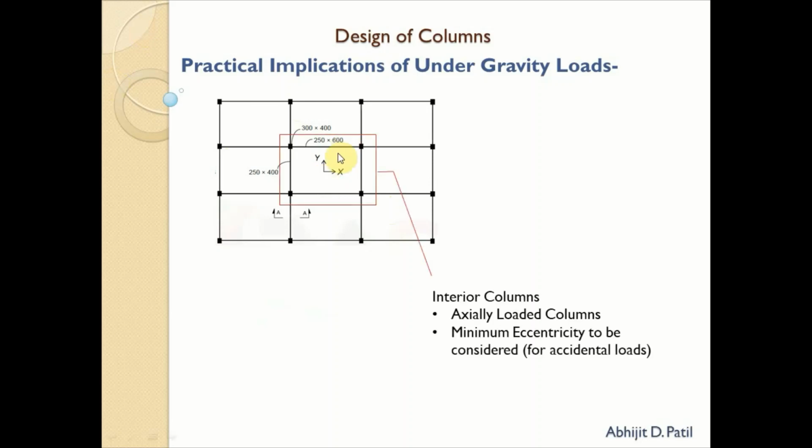These are interior columns. What do we call interior? The beams running over the columns are continuous. So the beam comes from here and it is continuing in the other direction. The beam comes from here, it is continuing in the other direction. This is the case with all these four columns. So these are axially loaded columns. Even though these are axially loaded columns, we have to consider minimum eccentricity for accidental loads. That codal provision we will see later on.